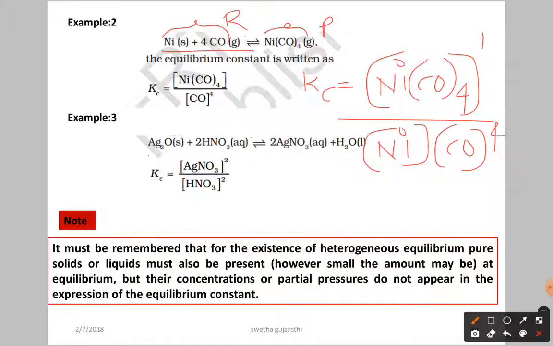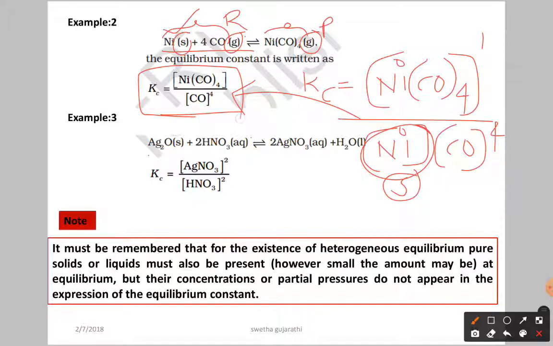But what is this? It is a heterogeneous equilibrium. Why? Because here we have a solid and a gas, two different phases. As we discussed, for a solid there is not much variation, so we simplify by excluding the solid. So this is my solid, I am going to exclude it from the equation. If you write the simplified equation, you get this equation for the above reaction.